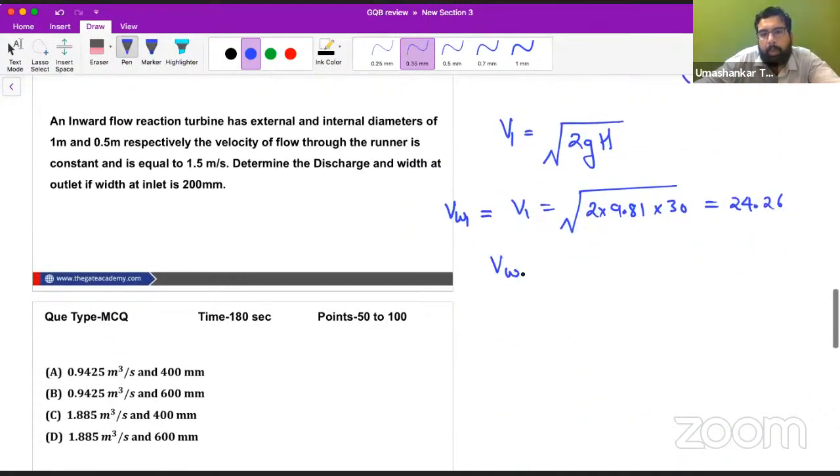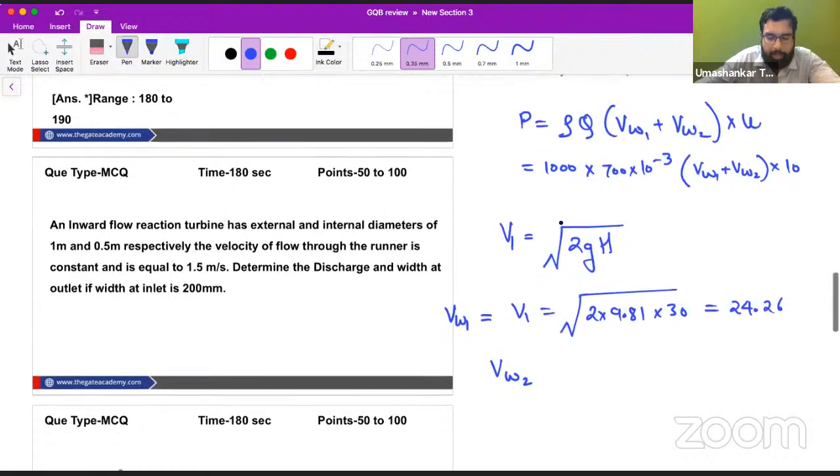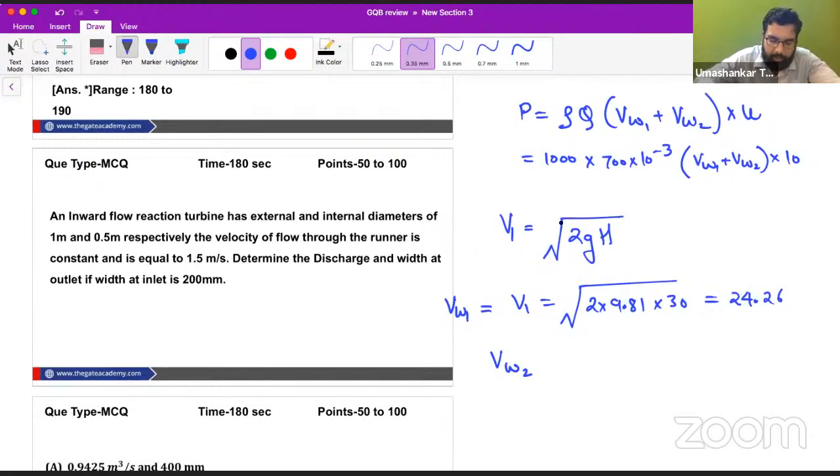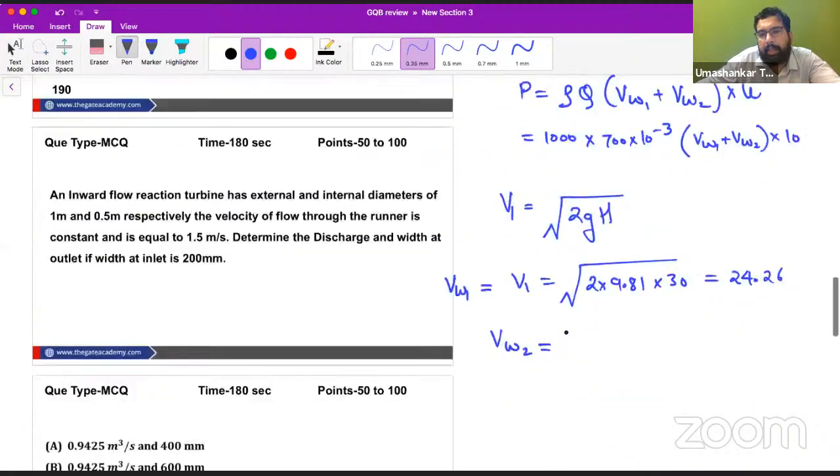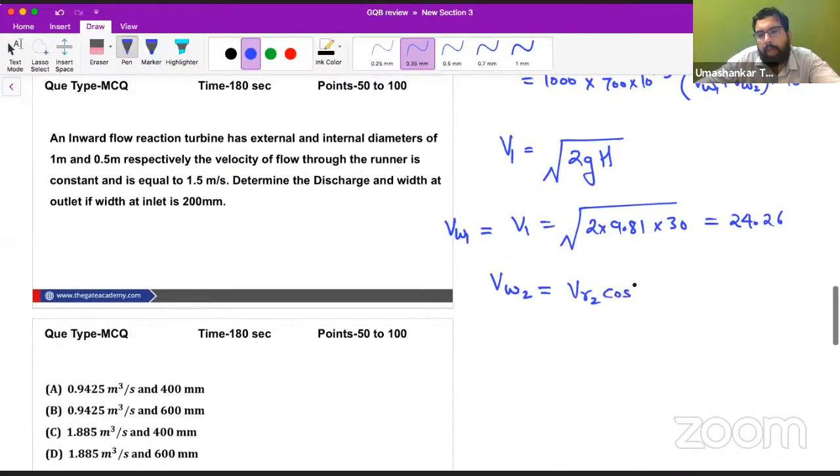So what is this VW2 now? In case of any confusion, feel free to ask me, right? Feel free to ask me if you have any confusion in any kind of question. So what is this VW2, beta? How can we find this VW2? From the velocity triangle, we can say it is equal to VR2 cos phi minus U2. In Pelton wheel, U1, U2 is same. So VR1 and VR2 is also same. VR1 is equal to V1 minus U1.